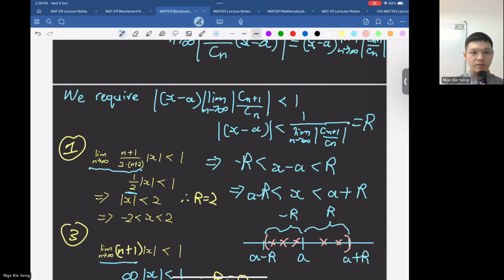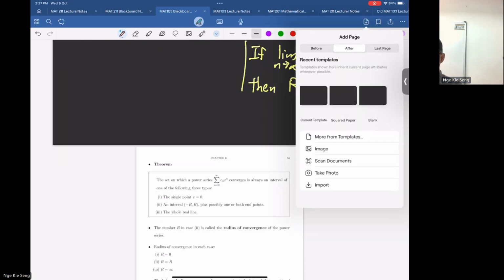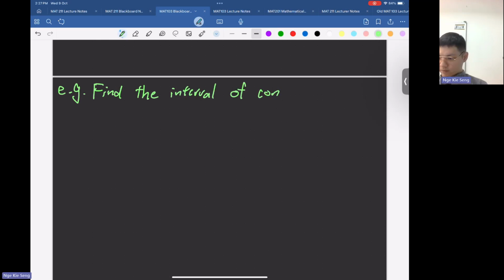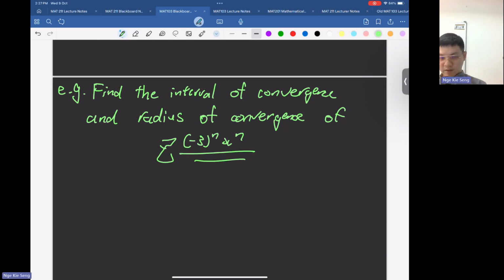So let's continue. Let's do some exercises on finding the interval of convergence and radius of convergence. Let's find the interval of convergence and the radius of convergence of the following series: the sum of n x to the n over the square root of n plus 1.